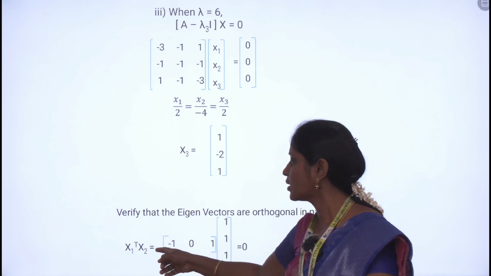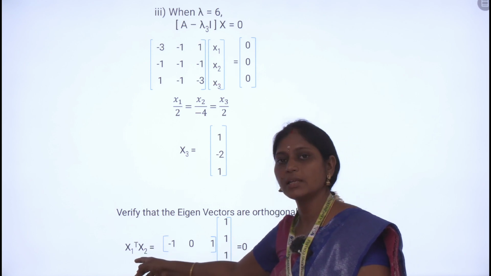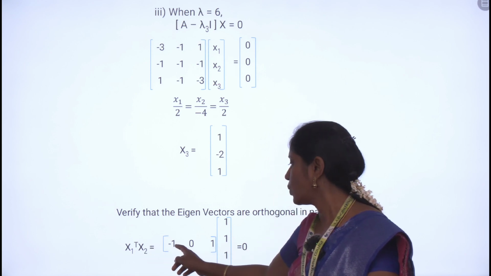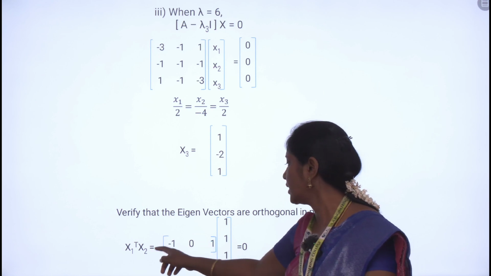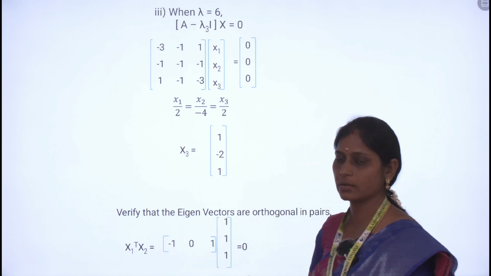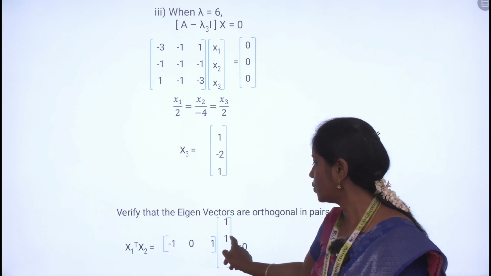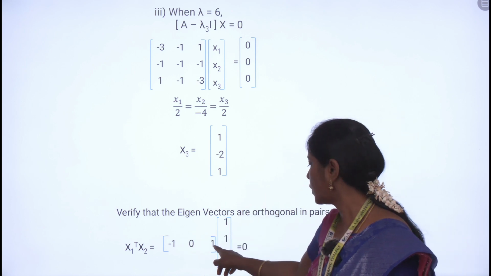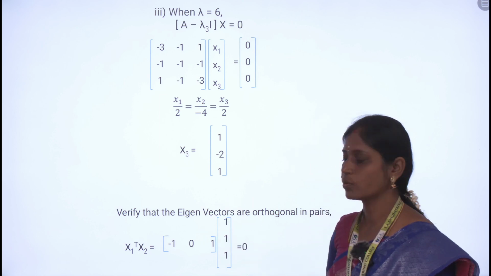We know that the eigenvector for x1 is (-1, 0, 1). Here we have taken x1 transpose, so we write it row-wise as (-1, 0, 1), and x2 is (1, 1, 1). So -1 into 1 is -1, plus 0 into 1 is 0, plus 1 into 1 is 1. So -1 plus 1 is equal to 0.